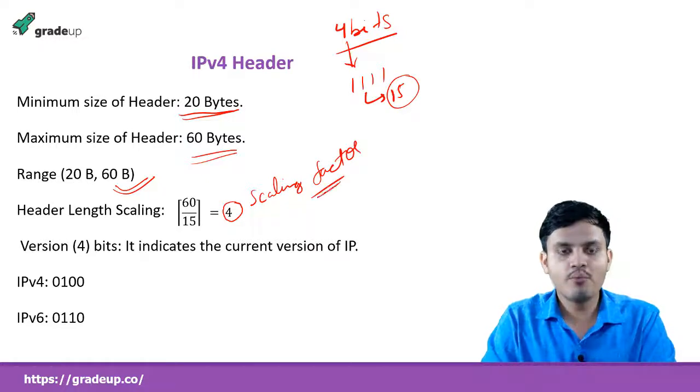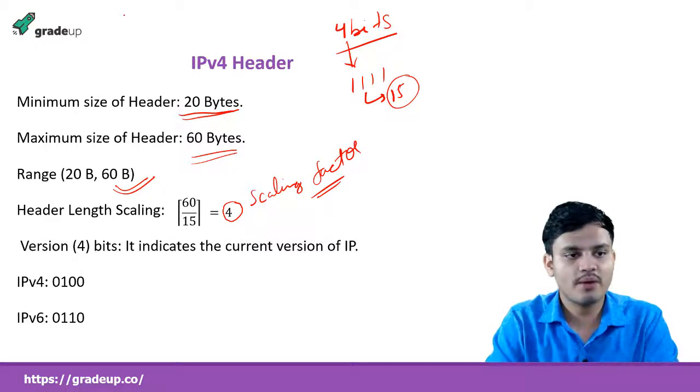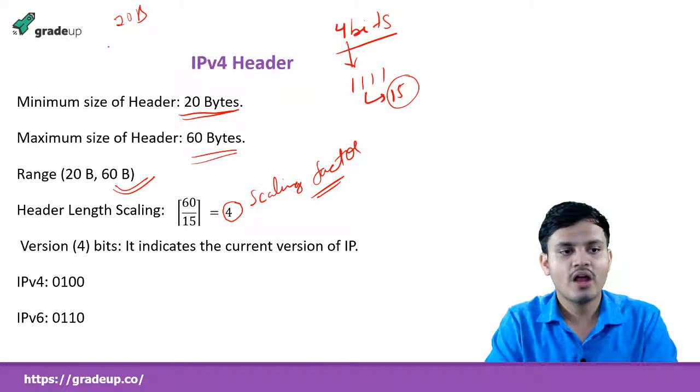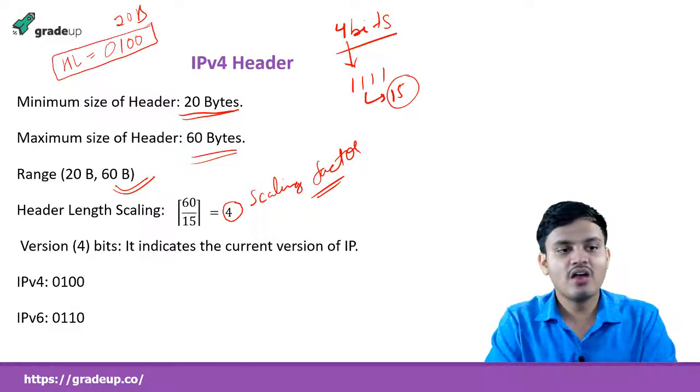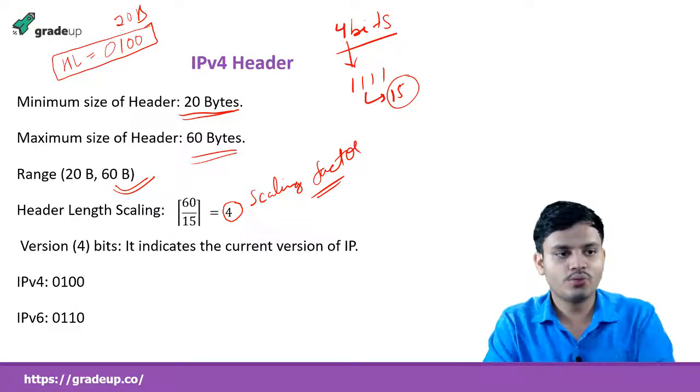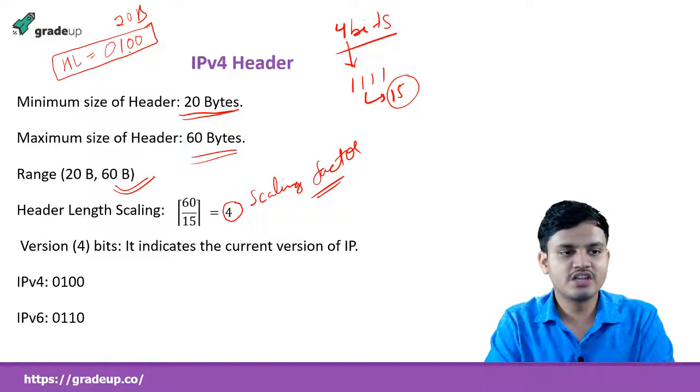So what I'm going to place in my header length, for example: the header length is 20 byte, and I want to represent 20 byte. How am I going to do it? I will write 5 as the header length field. When the router or destination takes this, it understands that it has to multiply it with 4. It should be 5 because header length is 20. So 5 into 4 is 20. Like this it is understood.